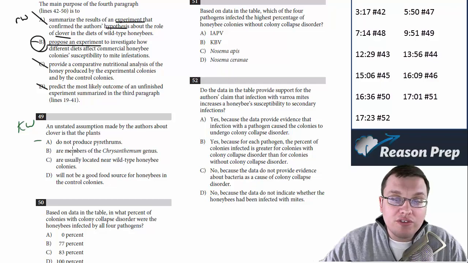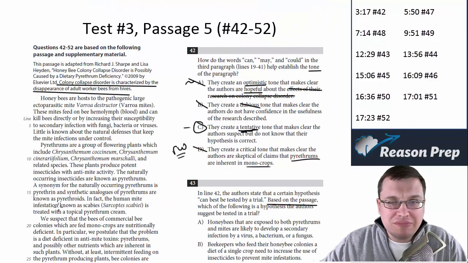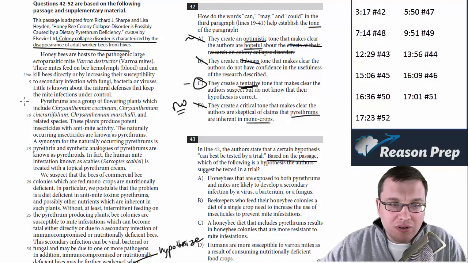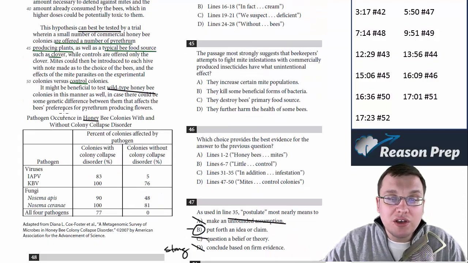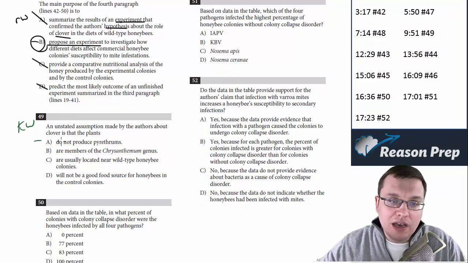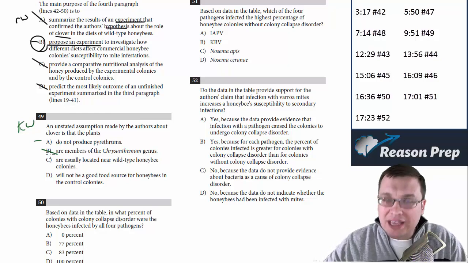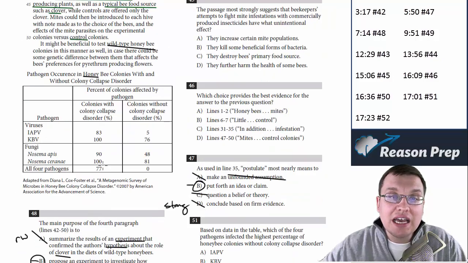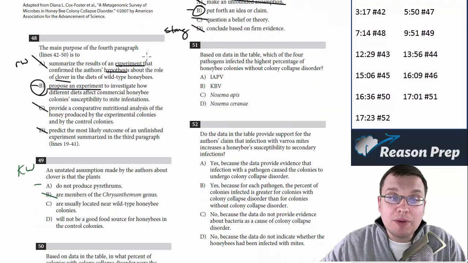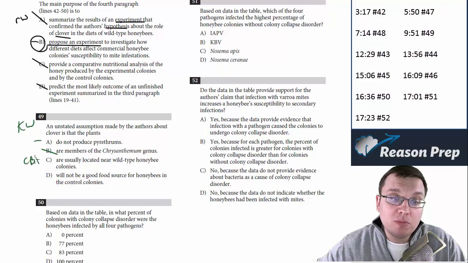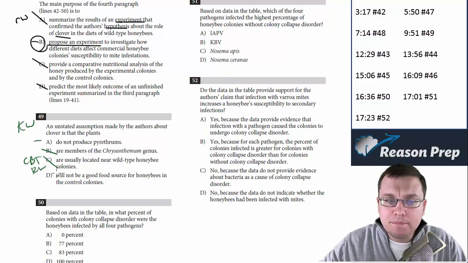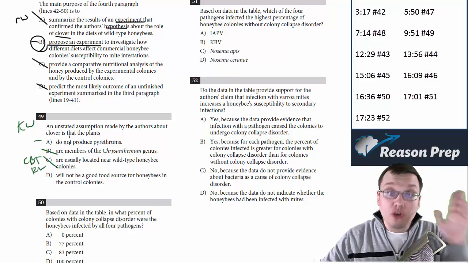Are members of the Chrysanthemum genus? Oh, I don't know. So probably the opposite, because notice in the opening part of this paragraph where they talk about chrysanthemums, they say that the pyrethrums are in the chrysanthemums. So I don't think this is true, and it's not even in the paragraph you were looking at anyway. Are usually located near wild-type honeybee colonies. Again, don't get drawn in by the recycled word, wild-type honeybee colonies, right? Maybe this is true. It could be true. It's a recycled word, but not mentioned. Not something we can assume.